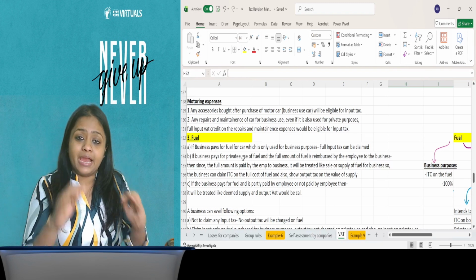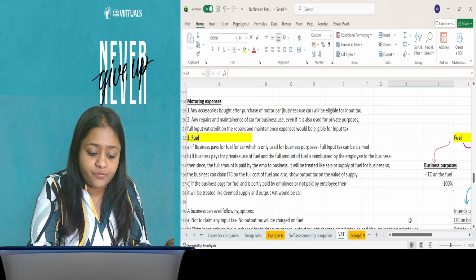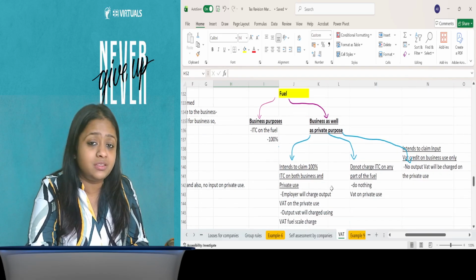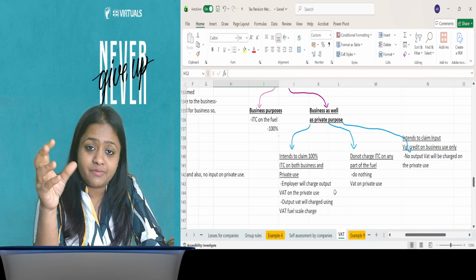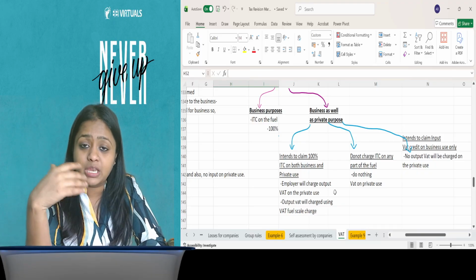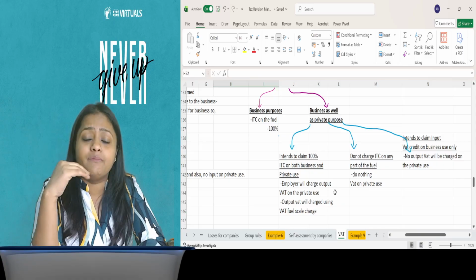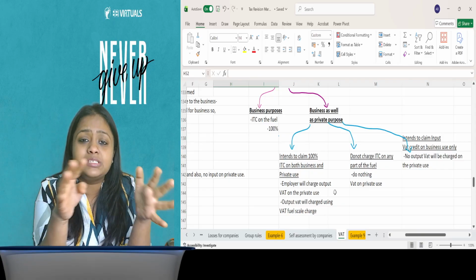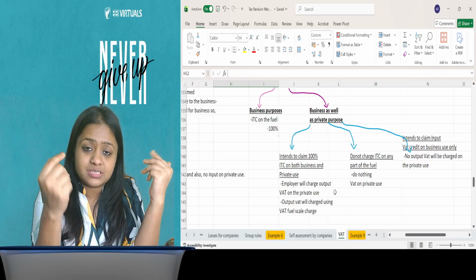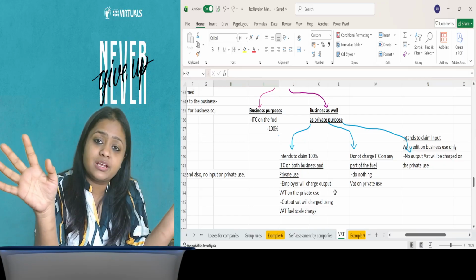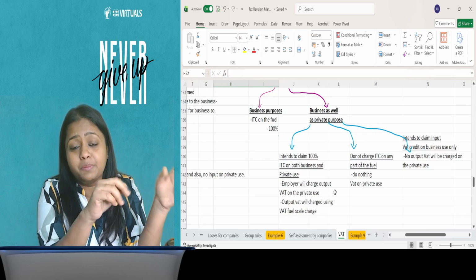Now we know that ITC can be claimed on the business fuel, there is no problem, but on private fuel, if the business wants to claim ITC, then they need to show output VAT also on the same. So in one place they will take input VAT of 100 on that personal use and output VAT of 100 also they will show. So the net effect will be nil. When would they do this? When it's not possible to segregate the input VAT between private personal journey and business journey, then of course they will adopt this approach. So what are the various options available where there is input VAT on both business journey and private journey?